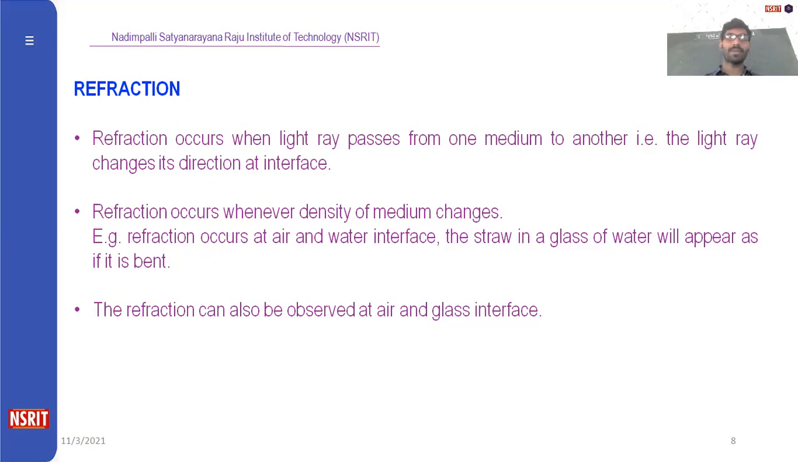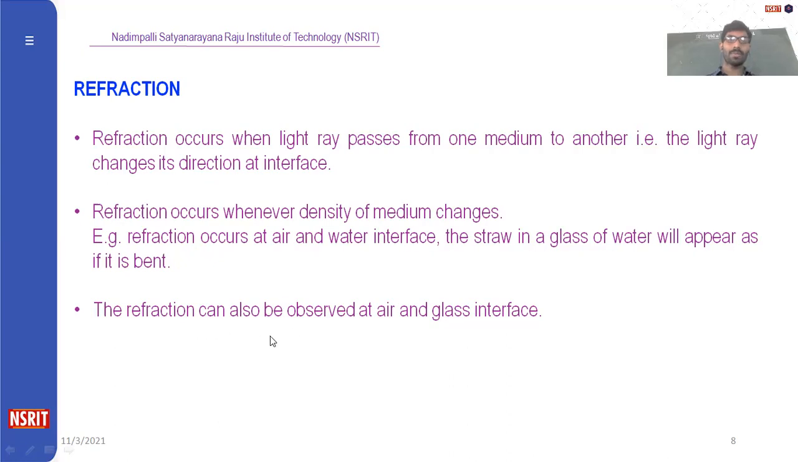Refraction occurs when the density of the medium changes. That means if we are traveling from one medium to another medium, the densities are going to change. Hence, we are going to experience refraction. Refraction occurs at the air and water interface. That is, when light is traveling from air to water, it experiences refraction. The straw in a glass of water will appear as if it is bent. That effect is due to refraction.